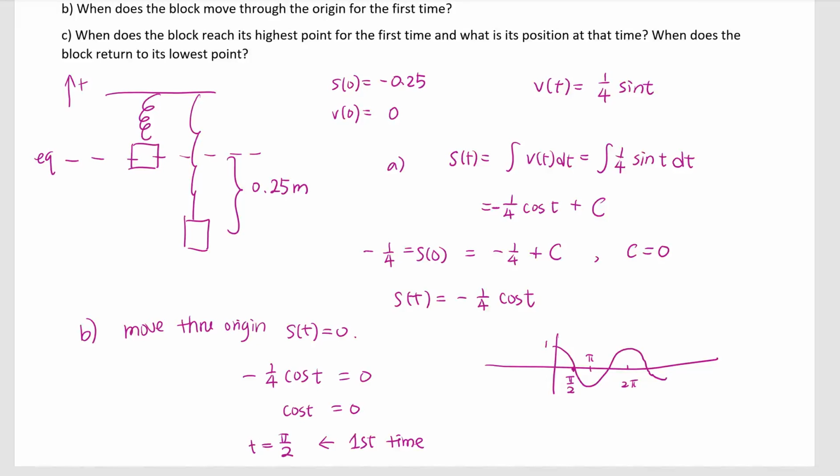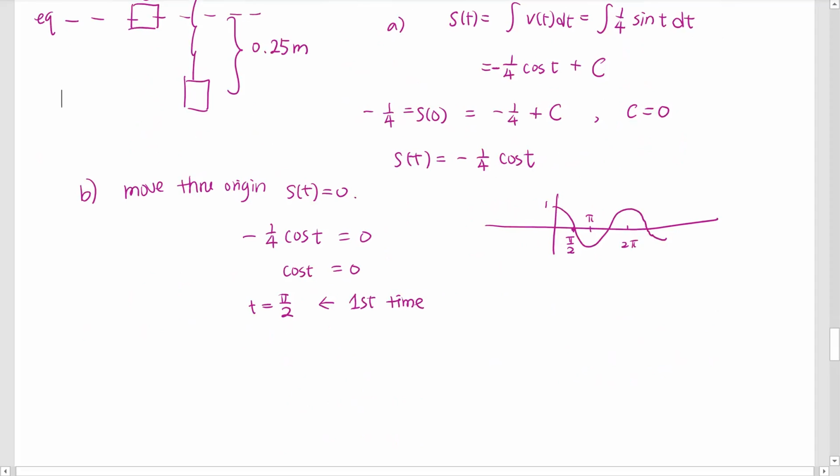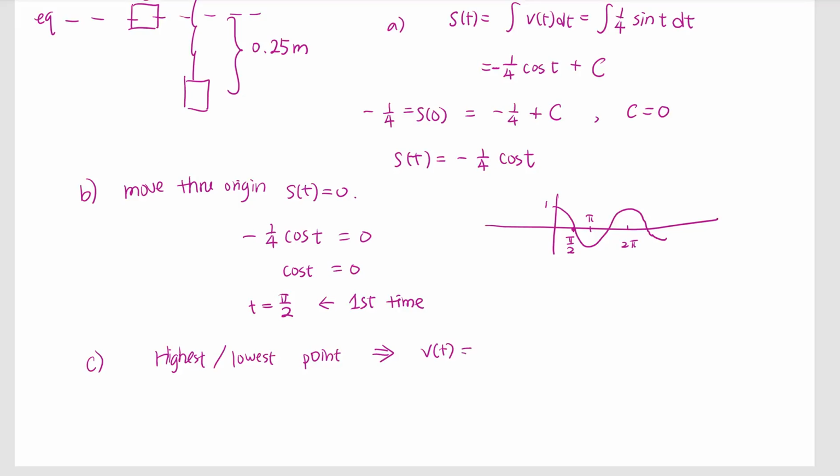When does the block reach its highest point for the first time? What is the position at that time? When does the block return to the lowest point? So when we're talking about highest points and lowest points, what is special about it? We know that the velocity is 0. So we look at the velocity function, 1/4 sine t equals 0. Okay, so what's sine t?